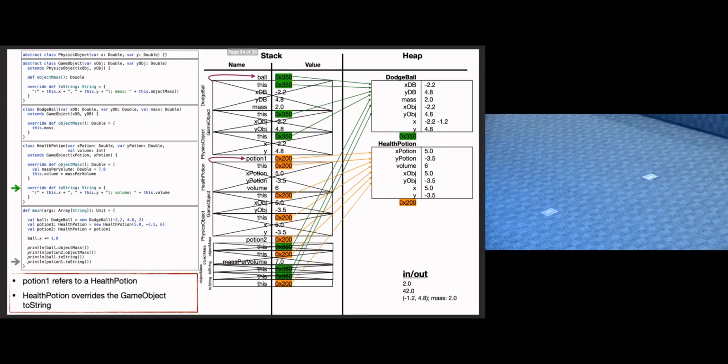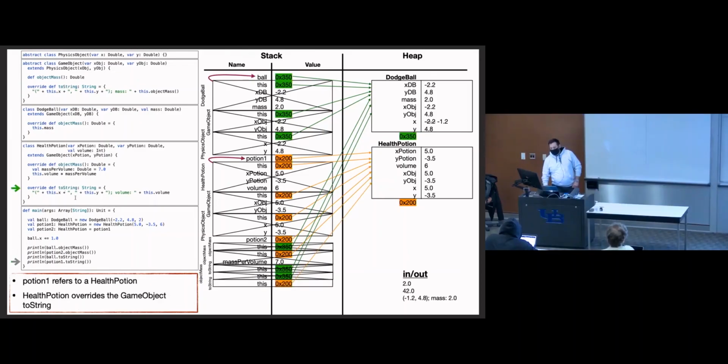And then when we print out potion, we do find a toString, so that's the toString that's used. And we print those things to the screen.